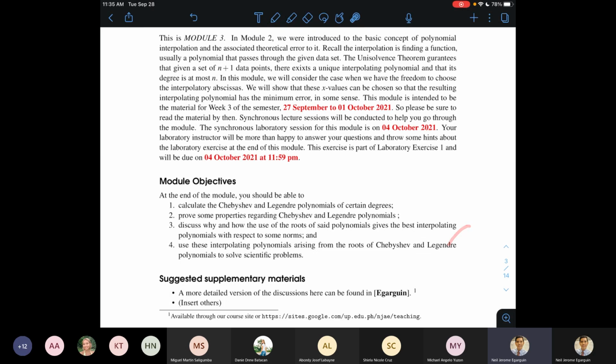And then you should also be able to discuss why and how the use of the roots of these polynomials give rise to the best interpolatory polynomial with respect to some degree of some measure of error. And fourth, of course, the usual: use these interpolating polynomials to solve scientific problems.